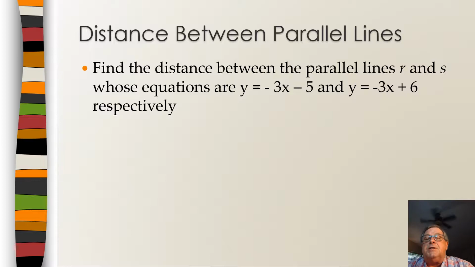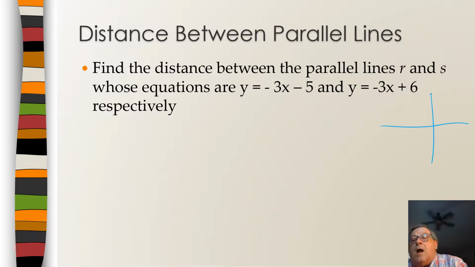So let's see, find the distance between parallel lines R and S, whose equations are y equals negative 3x minus 5 and y equals negative 3x plus 6. So we know they're parallel. They've got the same slope. Let's just get an idea of what's happening here.